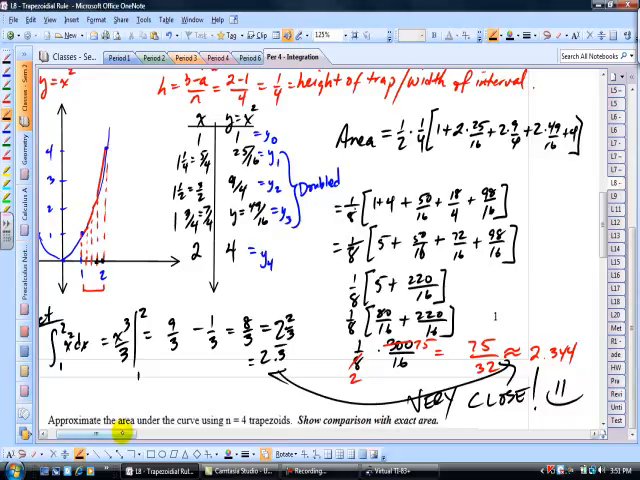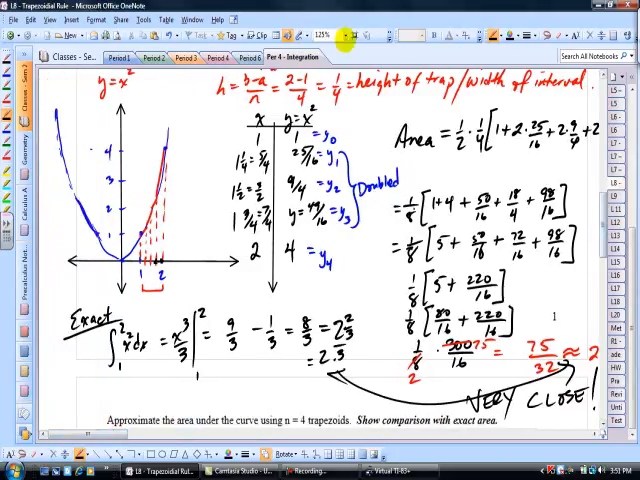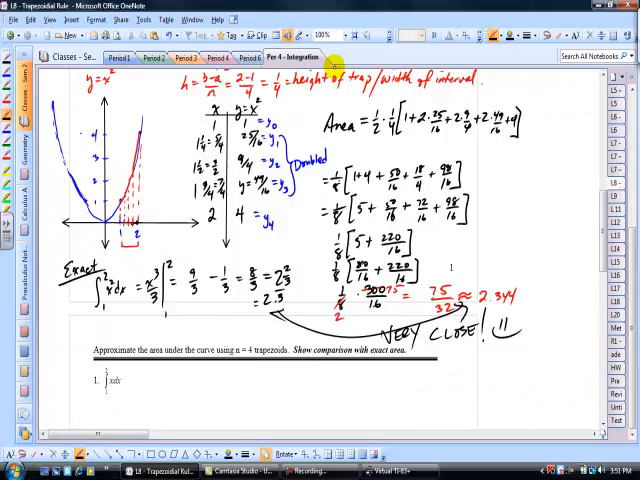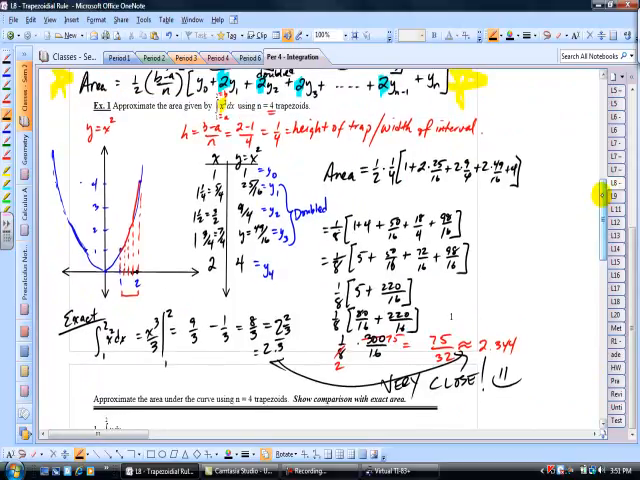All right, the trapezoid area formula, the trapezoid technique, does very well for approximating area underneath the curve using only 4 trapezoids. You couldn't get that close using rectangles, even if you used the midpoint formula.